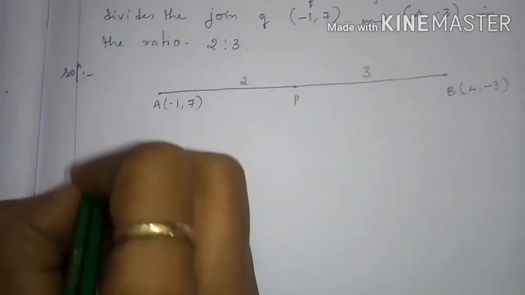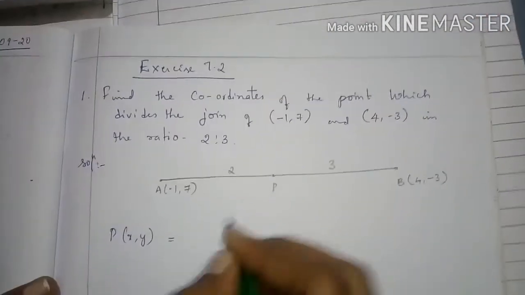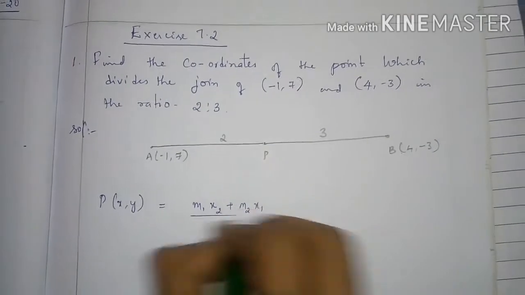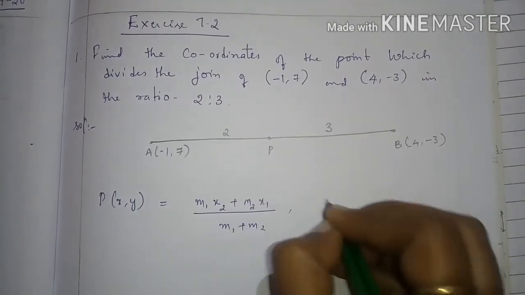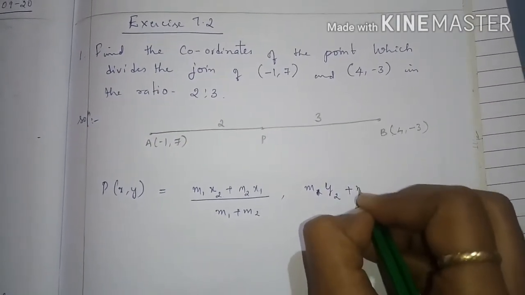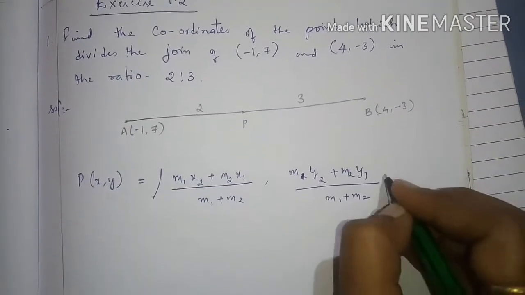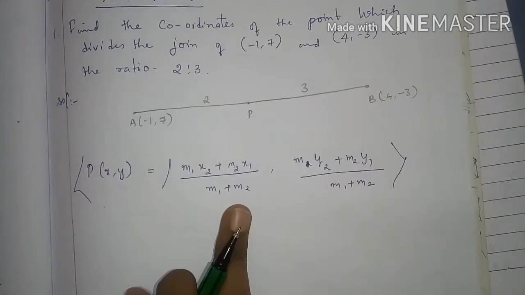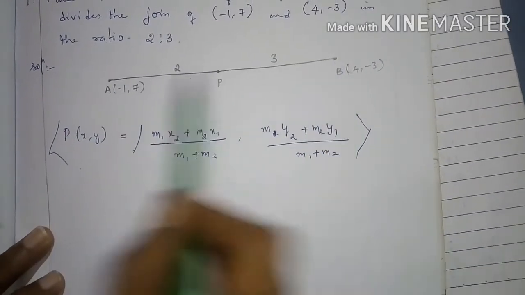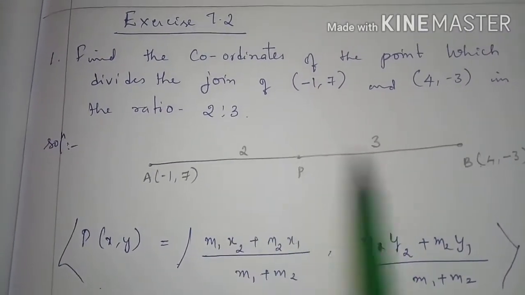Let's consider the section formula. We know that the section formula P of x, y is equal to m1 x2 plus m2 x1 divided by m1 plus m2, comma, m1 y2 plus m2 y1 divided by m1 plus m2. We need to apply this formula. For the two given points A and B, P divides them in the ratio 2:3.